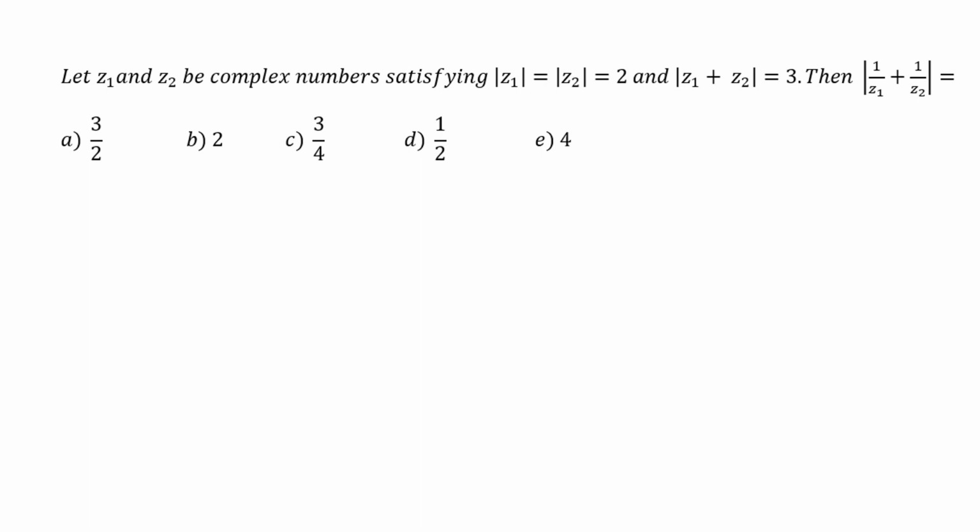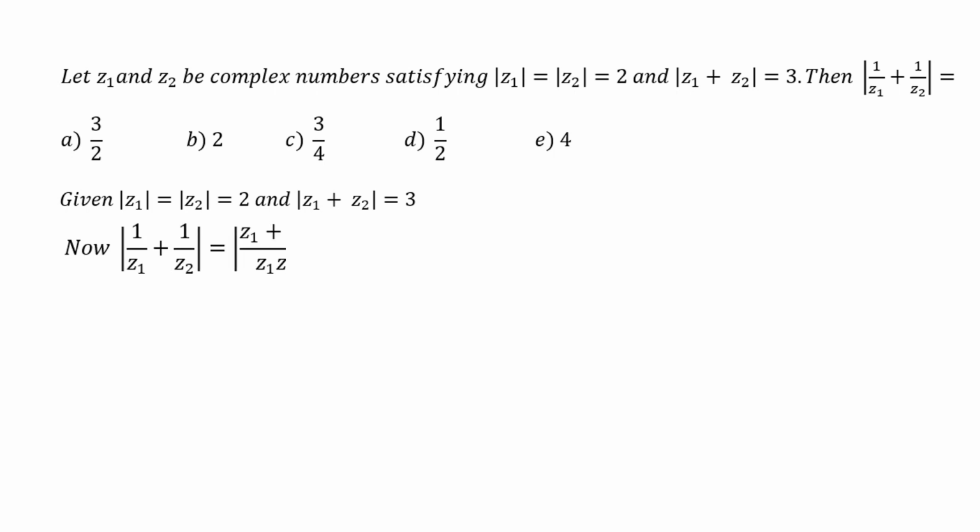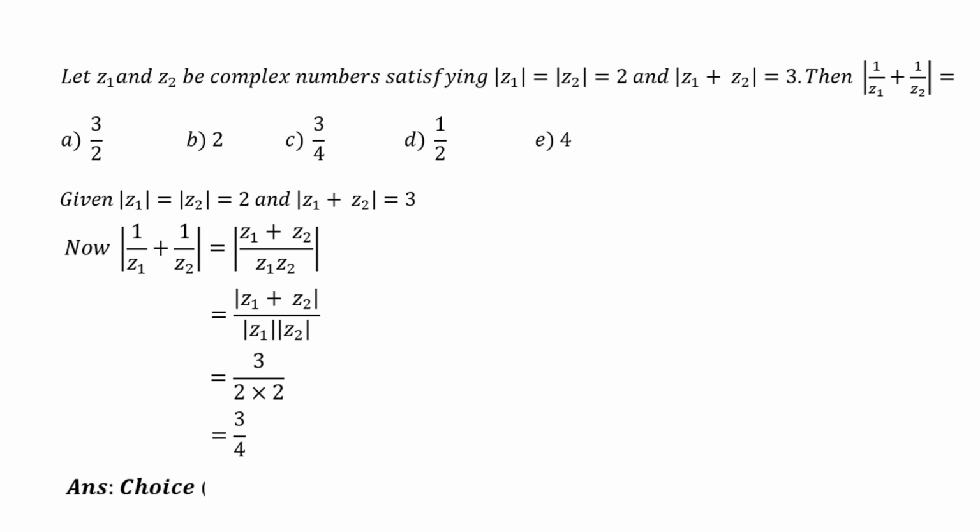Here given modulus of z1 equals modulus of z2 equals 2 and modulus of (z1 plus z2) equals 3. Now we can find the modulus of (1 by z1 plus 1 by z2). This can be written as modulus of (z1 plus z2) divided by (z1 into z2). By splitting using properties of modulus, we get modulus of (z1 plus z2) divided by modulus of z1 into modulus of z2. By substituting the values, we get 3 divided by 2 into 2, that is equal to 3 by 4. The correct choice is C.